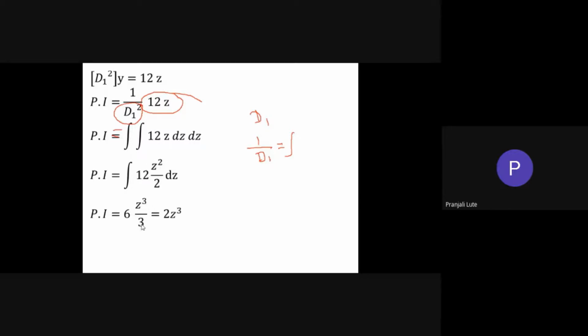But we used the substitution z equal to log x, so we have to replace this z by log x. So this is 2 (log x) cube, and this is the particular integral of the given differential equation. See another example. Find the particular integral, only the particular integral, of this given differential equation.